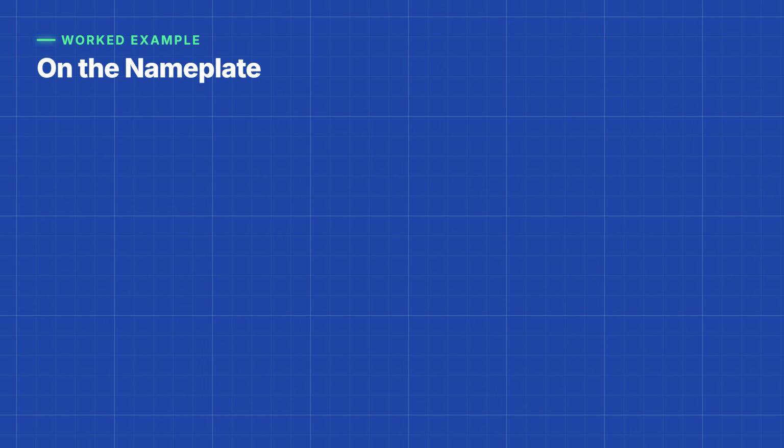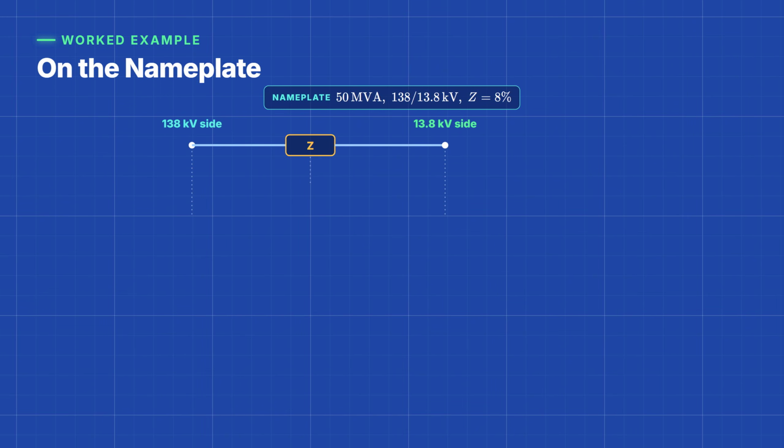Let's make it concrete. A transformer rated 50 MVA, 138 to 13.8 kV, with 8% impedance. Step 1. The per unit impedance is just the percent over 100, 0.08 per unit on its own 50 MVA base. Now, what is that in real ohms? It depends which side you're standing on. On the high side, the base impedance is 138 squared over 50, about 381 ohms. Times 0.08 gives about 30.5 ohms.